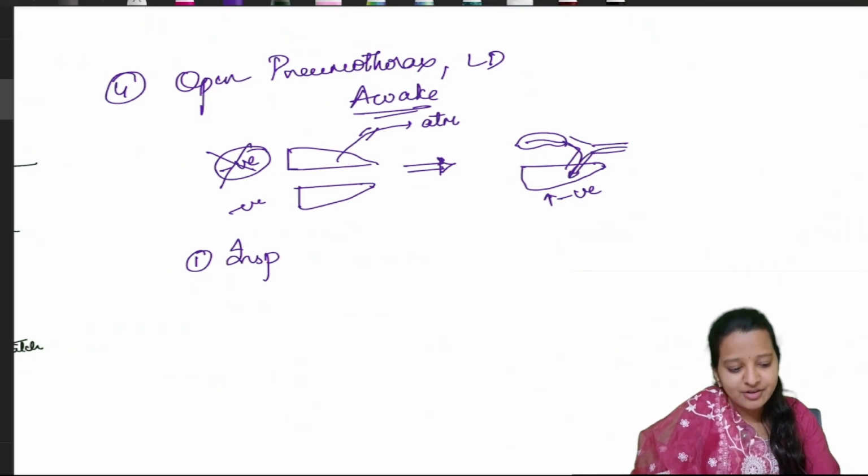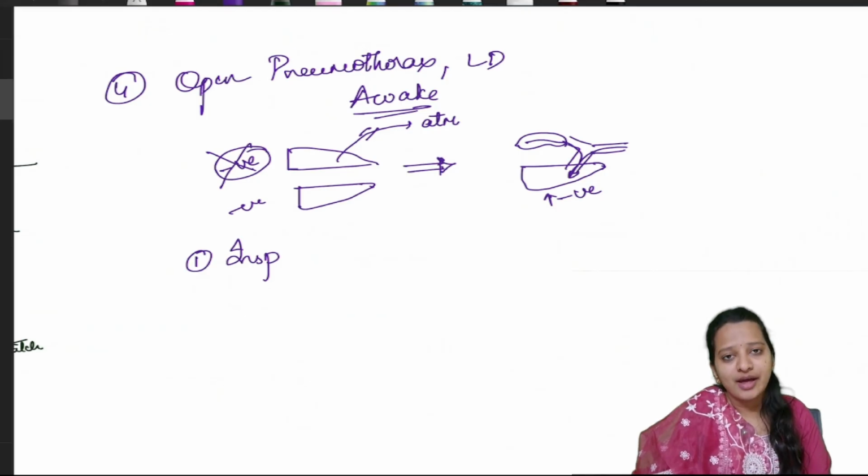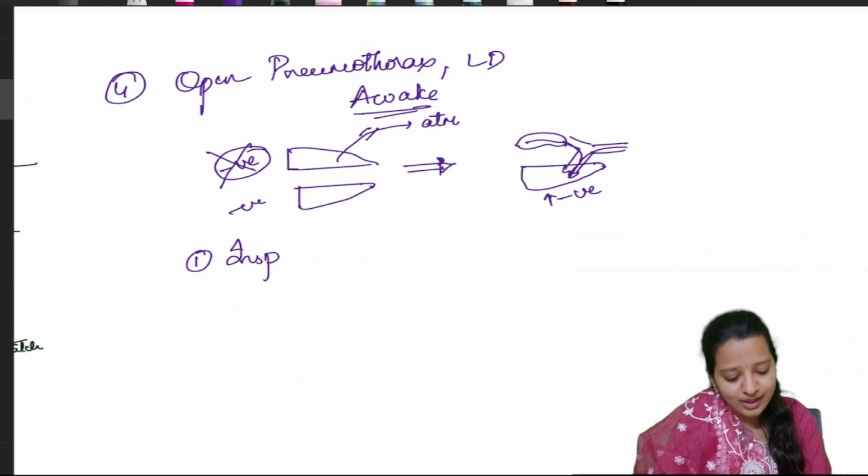So, apart from the air entering from the atmosphere, there is entry of air from the affected lung also. So what happens? The affected lung is getting shrunk, or collapsed, more.